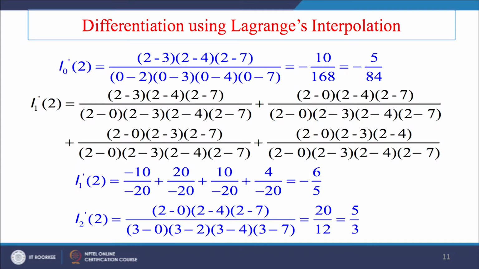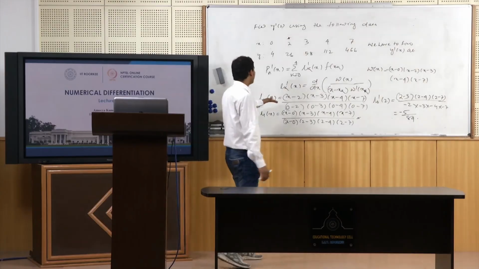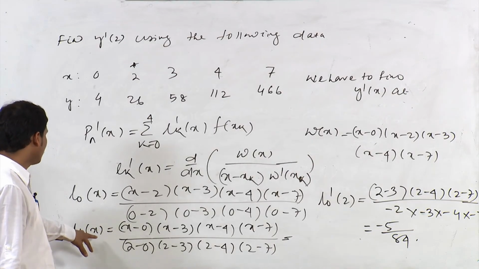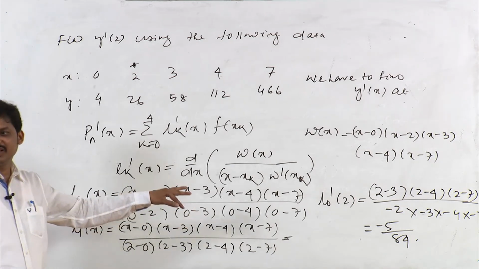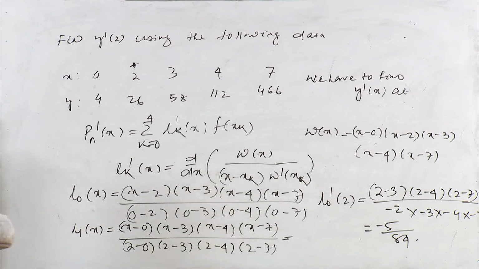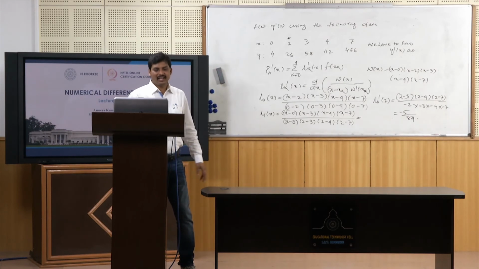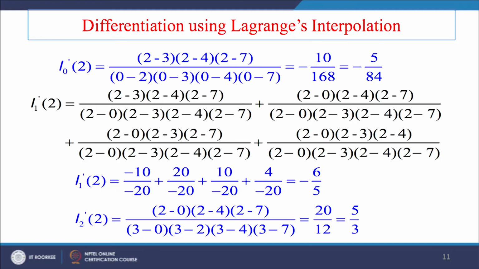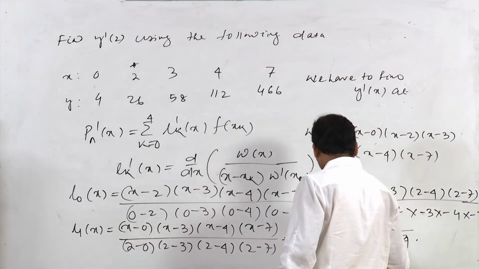Then we will go for L2 dash of 2. Again the same scenario can happen. If you calculate L2 of x, this x minus 2 term will be there, so except one term, all other terms vanish after the differentiation, and we can write this differentiation as L2 dash of 2, which can be written as 20 by 12. So the value L2 dash of 2 is giving you 5 by 3.